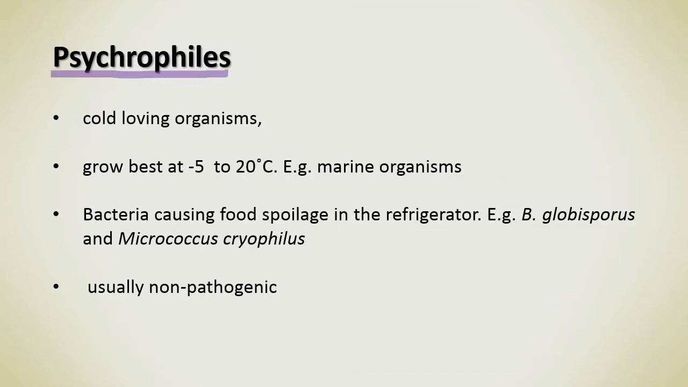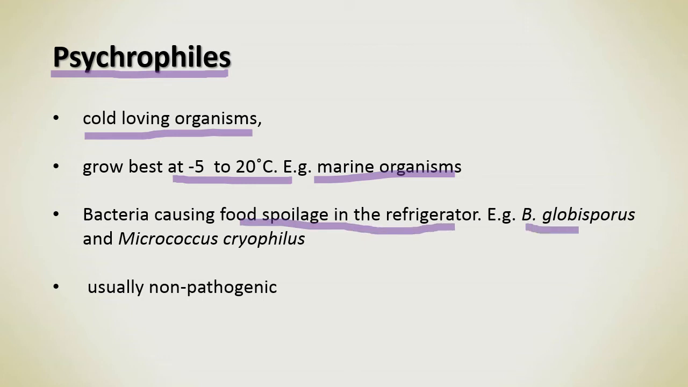Okay, let's look at psychrophiles. Psychrophiles are cold-loving organisms. They usually grow best at -5 to 20 degrees, and this includes marine organisms and also bacteria that cause spoilage in the refrigerator, including Bacillus globisporus and Micrococcus cryophilus. Usually these bacteria are non-pathogenic to humans because the temperature at which they grow is lower than our body temperature, which is 37 degrees.